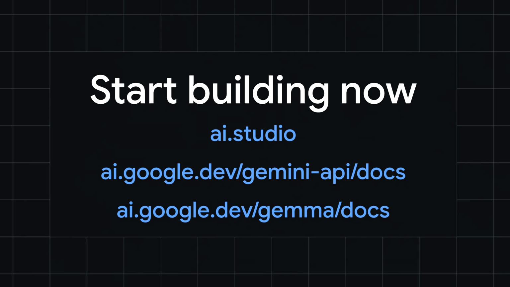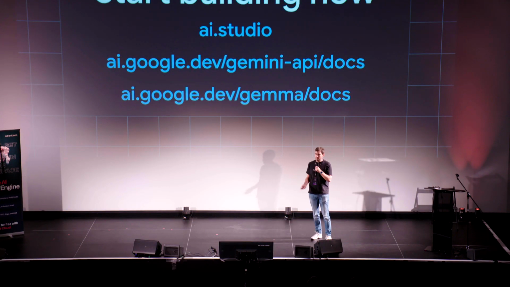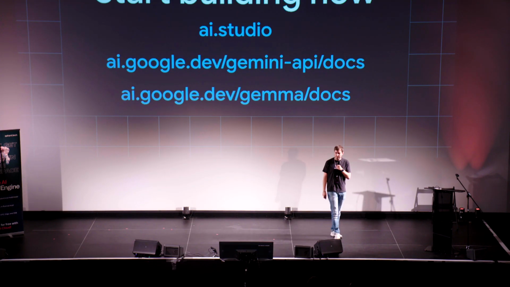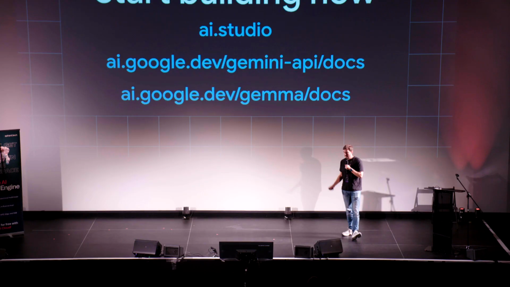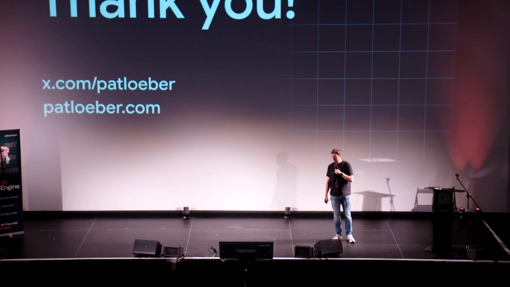And with that, these are basically the links you need to get started building right now. AI Studio is the entry point to play around with all these models and to get your API key. You can also generate starter code there, and then bring this into your own applications. And then we have these two different documentation pages under ai.google.dev, either /gemini-api or /gemma, and you can find the docs there.